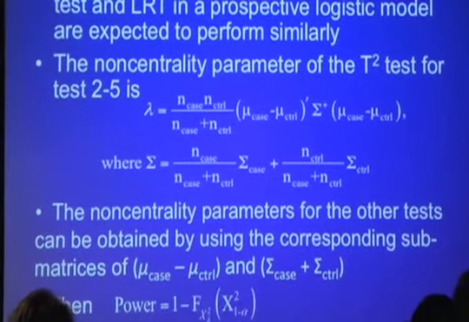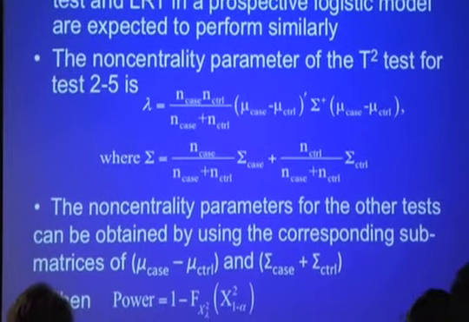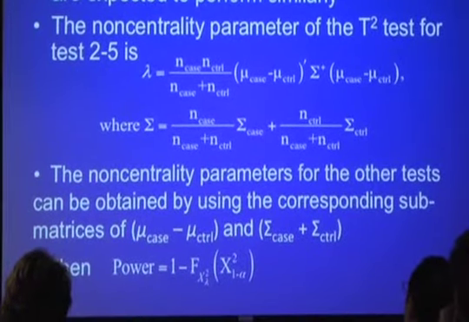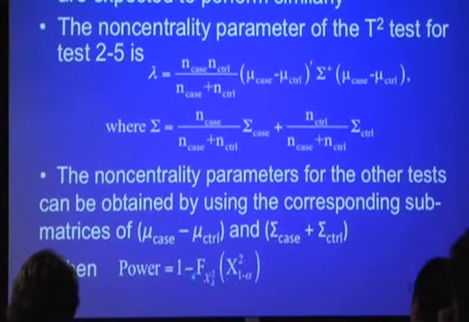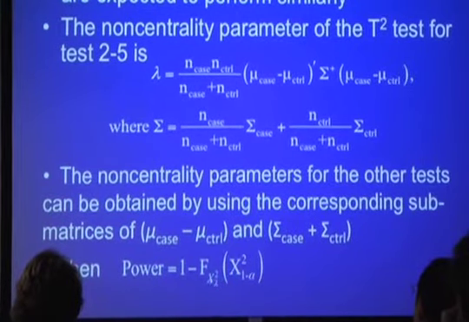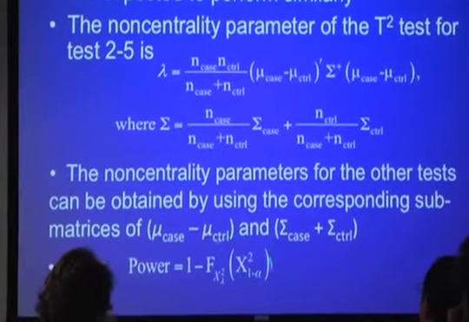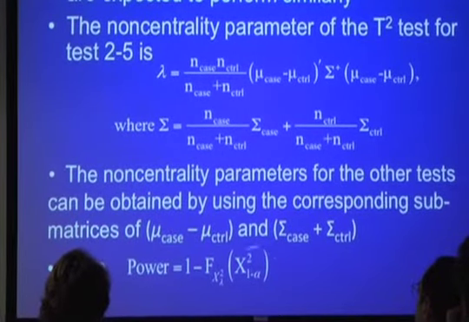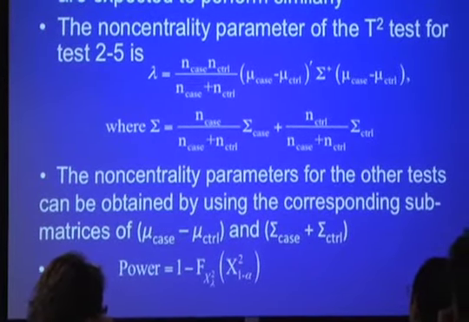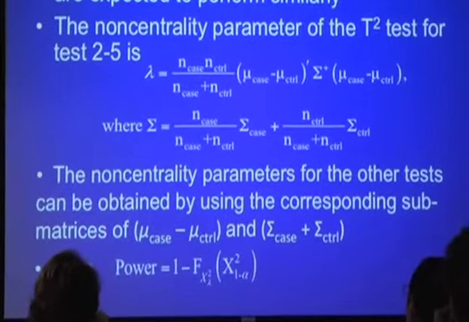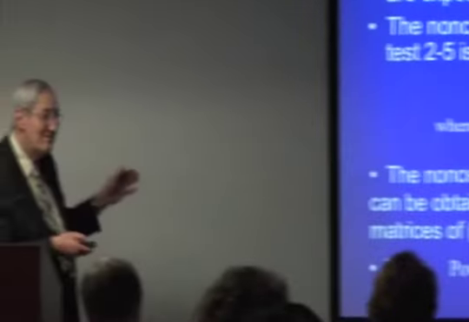And with all that, the power is basically given by 1 minus, with R degrees of freedom now, the cumulative density for a chi-squared with non-centrality parameter lambda evaluated at the value of the 1 minus alpha quantile of a chi-square distribution. The degrees of freedom in either case depend on what you've got in that big matrix. All right?